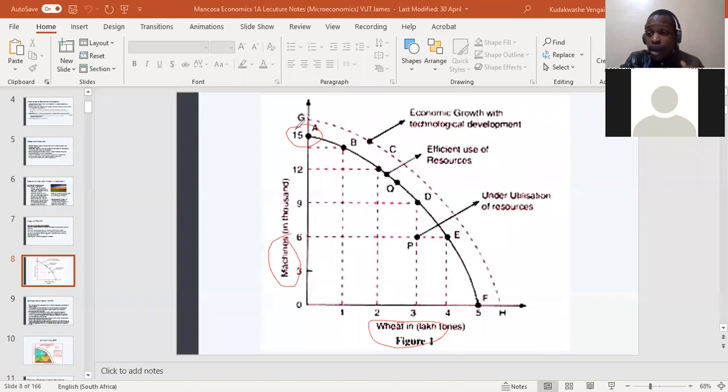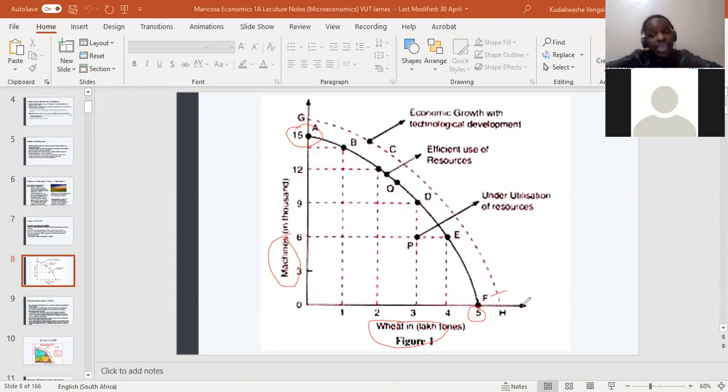But again, what if South Africa produces only wheat, no machines, just wheat? How much wheat will they produce? We are saying that they will produce 5,000 tons of wheat, which is your point F over here. So point A represents all machines, point F represents all wheat. Those are our two extremes.